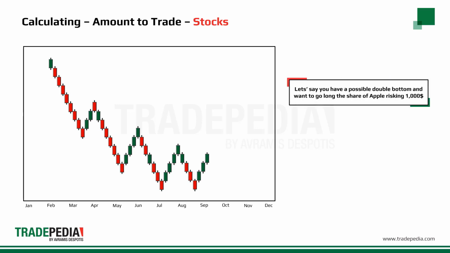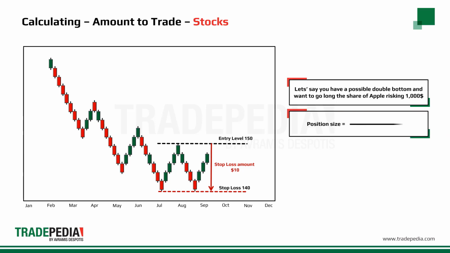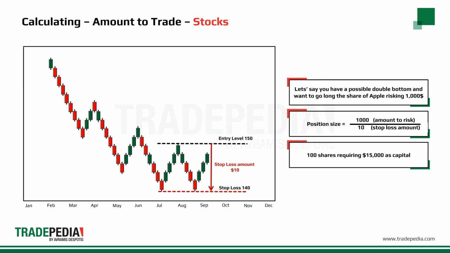Let's say you have a possible double bottom and want to buy the share of Apple risking $1,000, which could represent 1% of your capital. The entry level is $150 and the stop loss is at $140. Subtracting $140 from $150, you have a stop loss amount of $10. In other words, $10 per share. Given our amount to risk is $1,000, then the position size is equal to 1,000 divided by 10. This equals 100 shares, so in this trade, you will go long 100 shares, requiring $15,000 as capital.